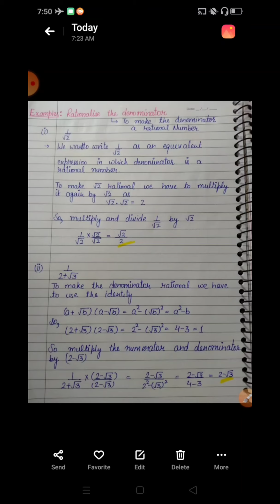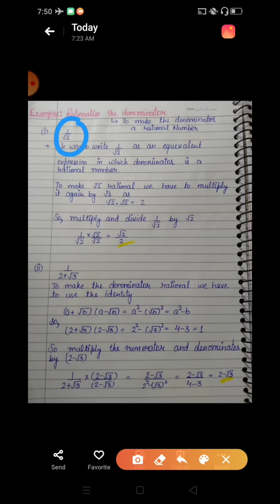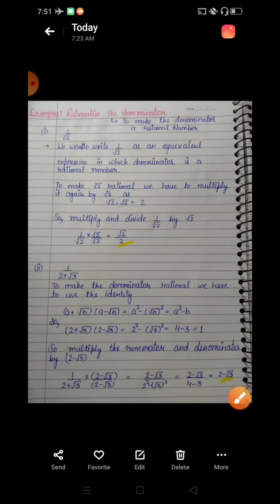So the first one is 1 by root 2. You have to rationalize the denominator. Here the denominator is root 2. That is an irrational number. Why is root 2 an irrational number? Because its decimal expansion is non-terminating. So root 2 is irrational, we have to make it rational.